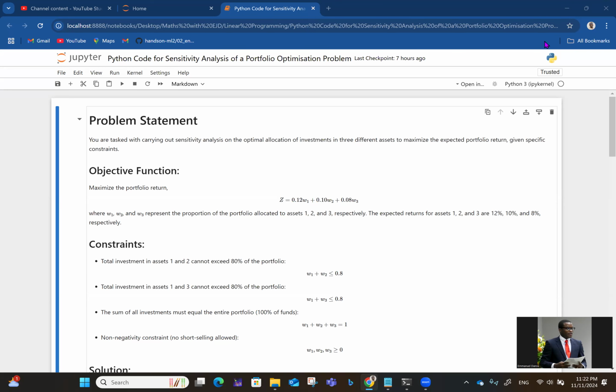In this video, I'll be talking about the Python code for sensitivity analysis of a portfolio optimization problem. It's the same portfolio optimization problem I considered in the previous video, where we looked at different scenarios after getting the optimal solution to the problem currently displayed on the screen, where we are tasked to carry out sensitivity analysis on the optimal allocation of investment in three different assets to maximize the expected portfolio return given specific constraints.